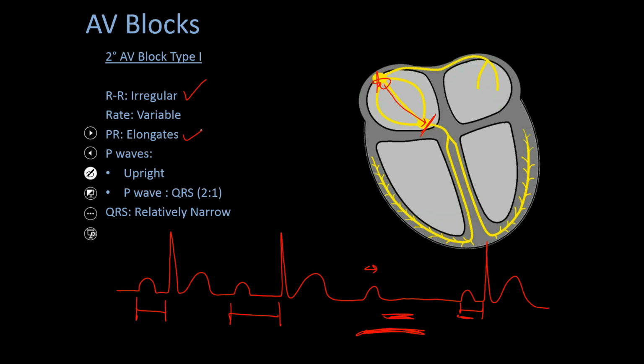The PR elongates, and the P wave to QRS ratio is at least 2 to 1. So you have 2 P waves for every 1 QRS complex. So 2 to 1. 2 to 1 AV conduction. So every 2 impulses that were generated, only 1 reached the ventricles right here.